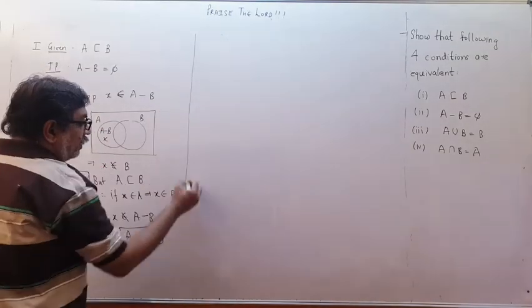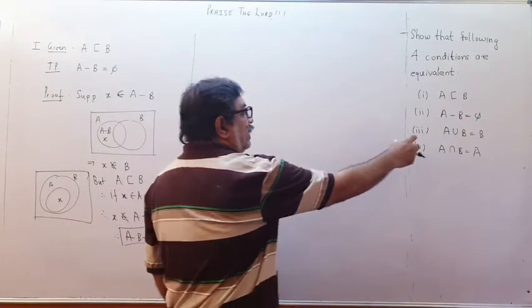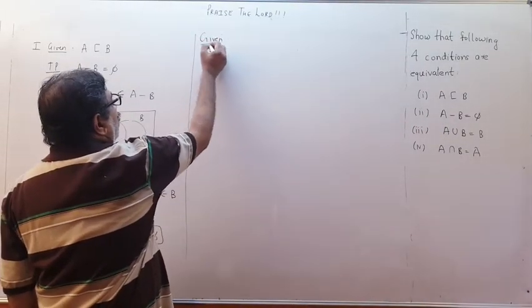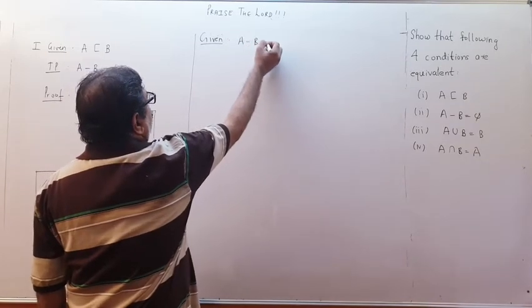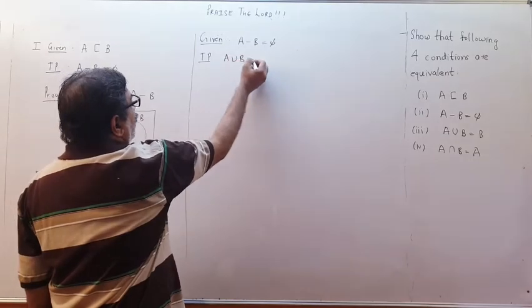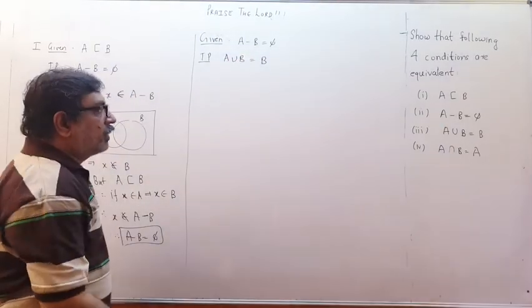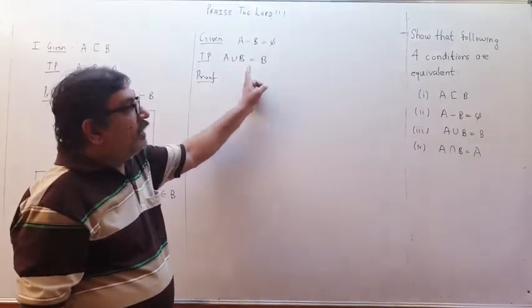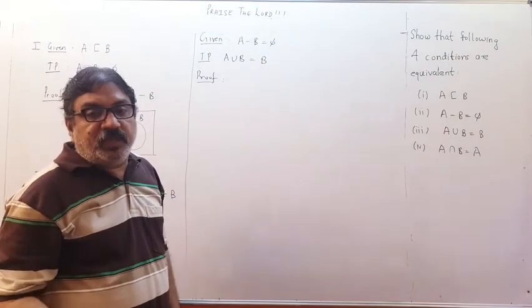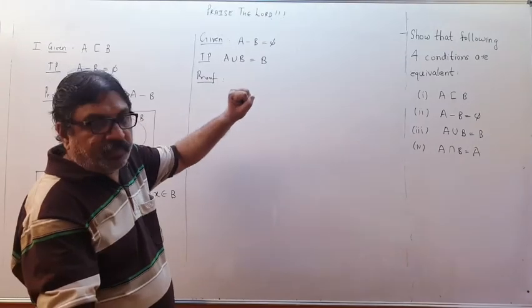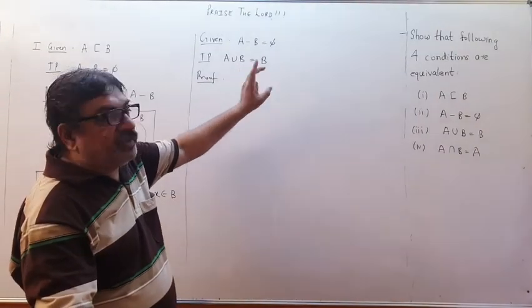Okay. Then I come to the second part. Given this, I have to prove this. So given to me is A minus B is a null set. I have to prove A union B will be B. Proof. Again, I have to prove this subset of this and this subset of this. B is already a subset of A union B by properties of union, we have already seen. So we need not prove that B is a subset of A union B. I will have to prove A union B is a subset of B.